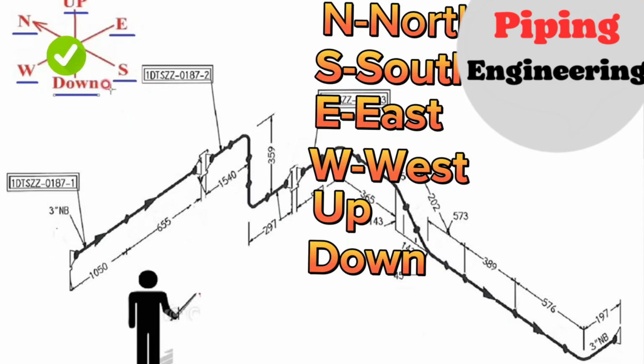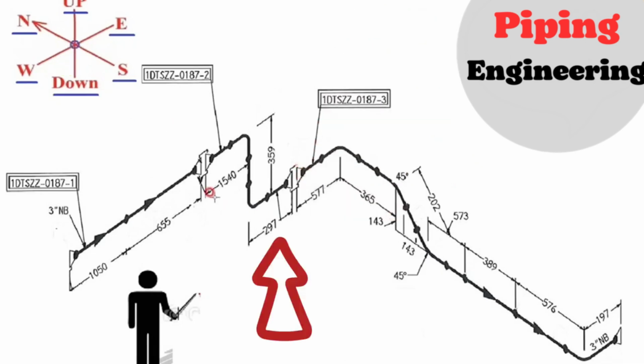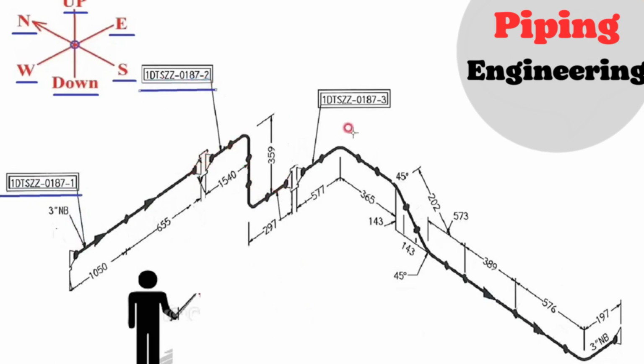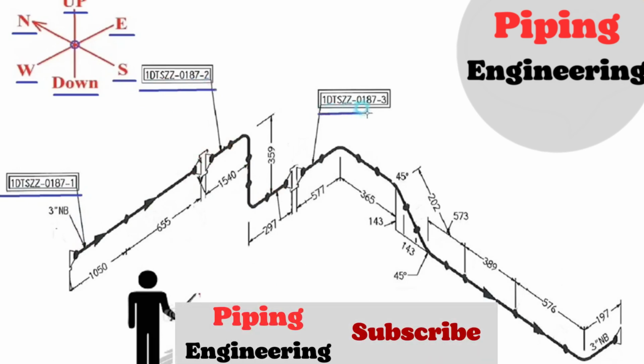The person reading the pipe drawing should imagine himself standing at the intersection of these directions, facing north. This pipe isometric consists of 3 spools. This is the first spool. This is the second spool. This is the third spool.